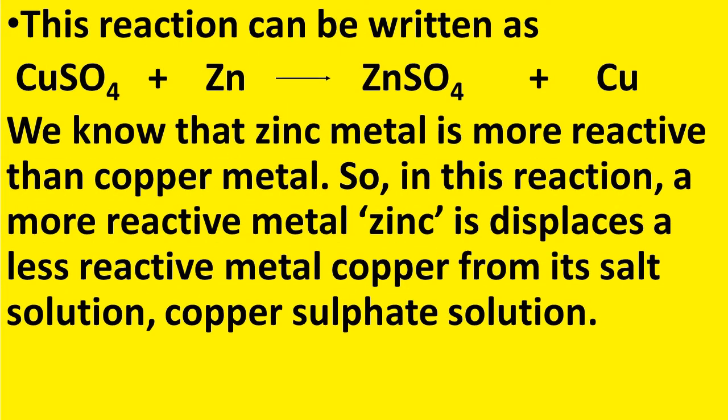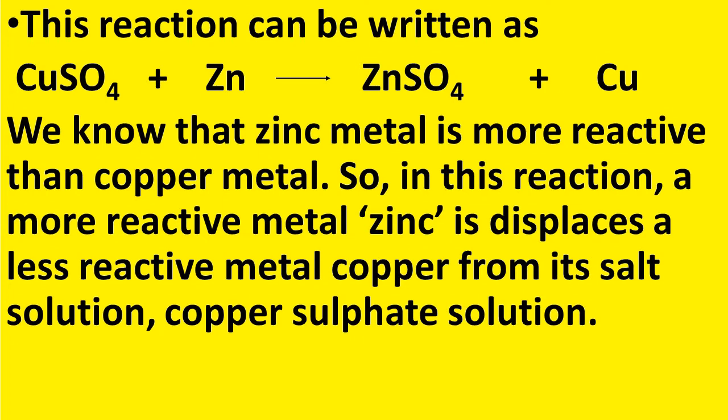This reaction can be written as CuSO4 plus Zn gives ZnSO4 plus Cu. Here CuSO4 is the chemical formula of copper sulfate, Zn is the symbol of zinc, ZnSO4 is the chemical formula of zinc sulfate, and Cu represents copper.